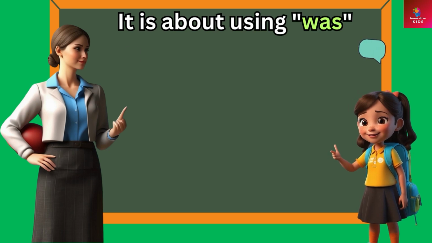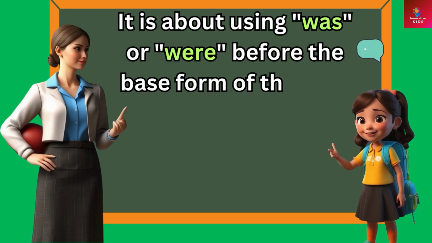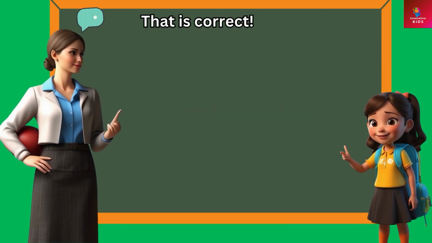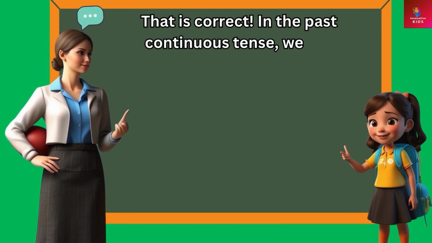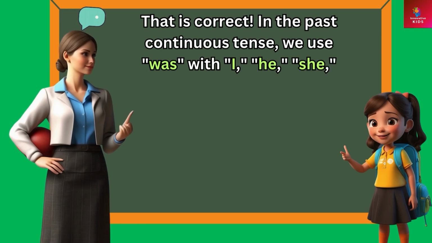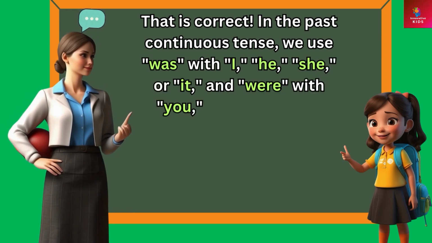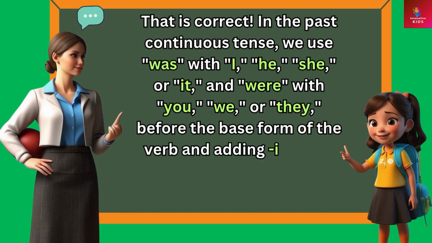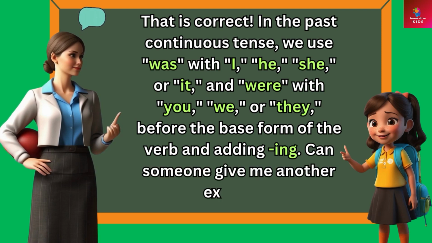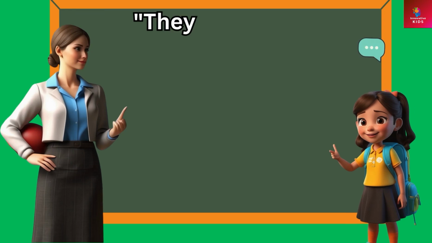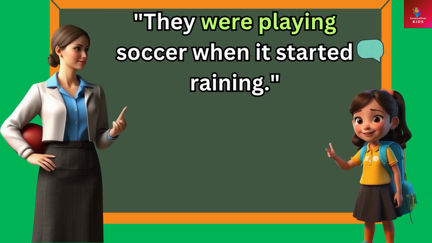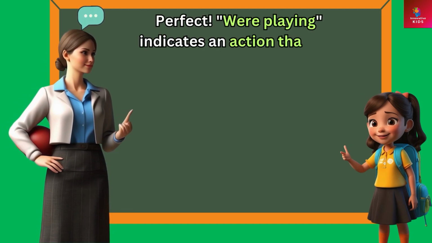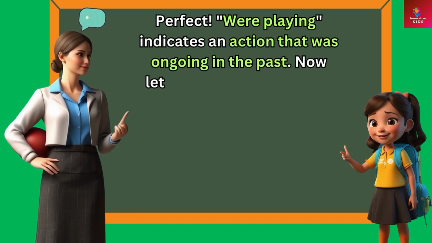It is about using was or were before the base form of the verb and adding ing. That is correct. In the past continuous tense, we use was with I, he, she, or it, and were with you, we, or they before the base form of the verb and adding ing. Can someone give me another example? They were playing soccer when it started raining. Perfect. Were playing indicates an action that was ongoing in the past.